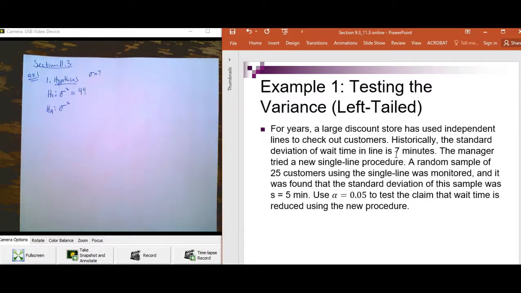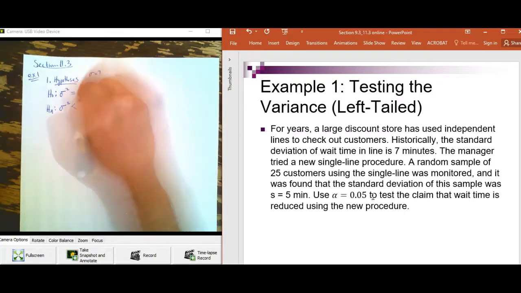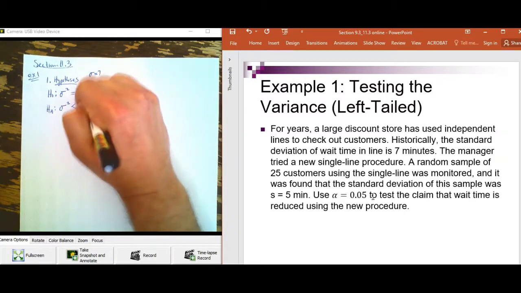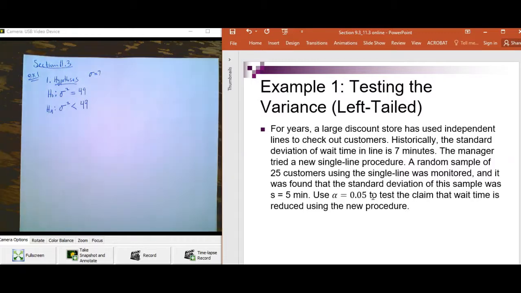Our alternative hypothesis is the claim that we want to test. So if we go down to the last sentence here, at this alpha level, we want to test the claim that wait time is reduced using that new procedure. So we want to test to the left. Is sigma squared less than 49?